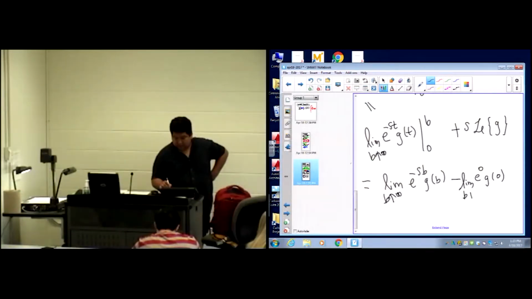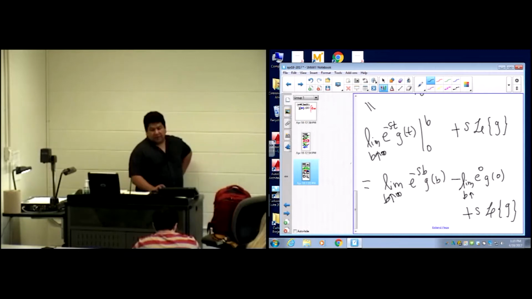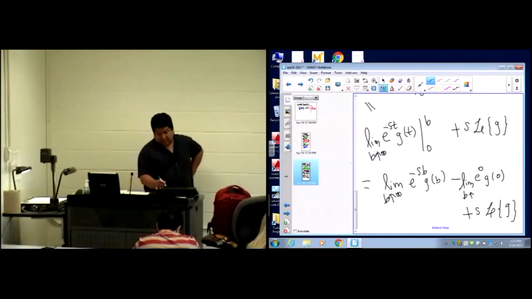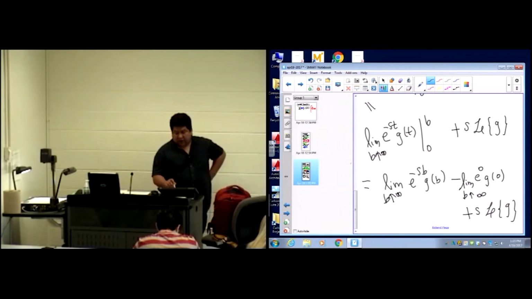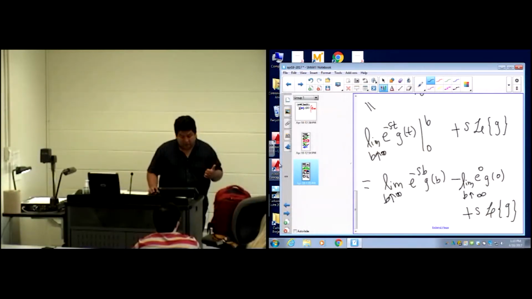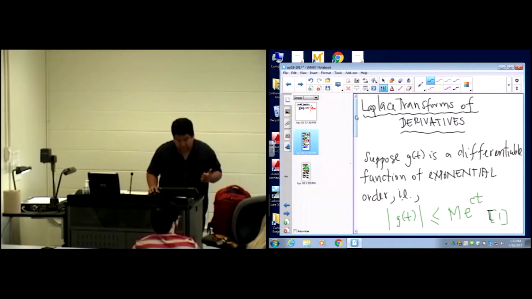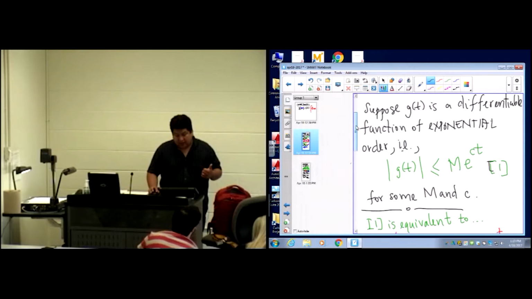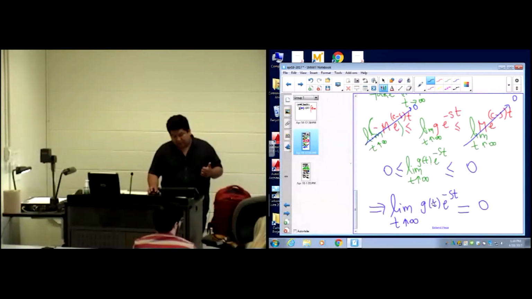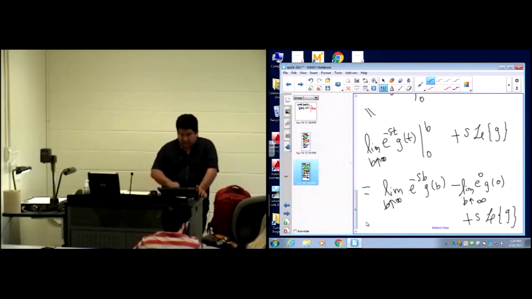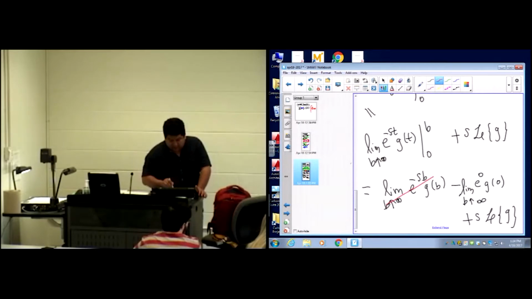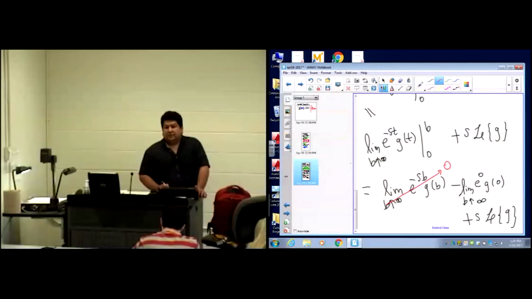However, this other limit was the calculation we did initially, provided that g is of exponential order. The calculation we did said suppose g is differentiable and of exponential order. This limit is in terms of t. If you substitute t with another letter b, you find the same type of limit. That is what we use to justify that this limit is 0. Which leaves us with this being equal to minus g of 0 plus s Laplace transform of g of t.